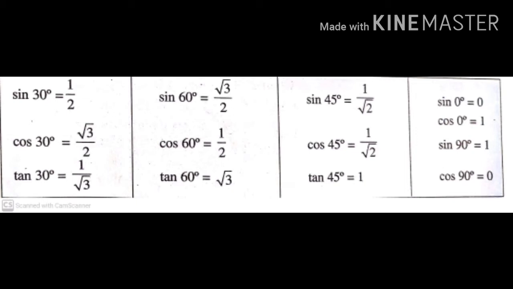Now sine 0 is 0, cos 0 is 1 and sine 90 is same as cos 0, that is 1, and cos 90 is same as sine 0, which is equal to 0. Why? Because again 0 plus 90, they are forming complementary angles. So cos of 0 is same as sine of 90.